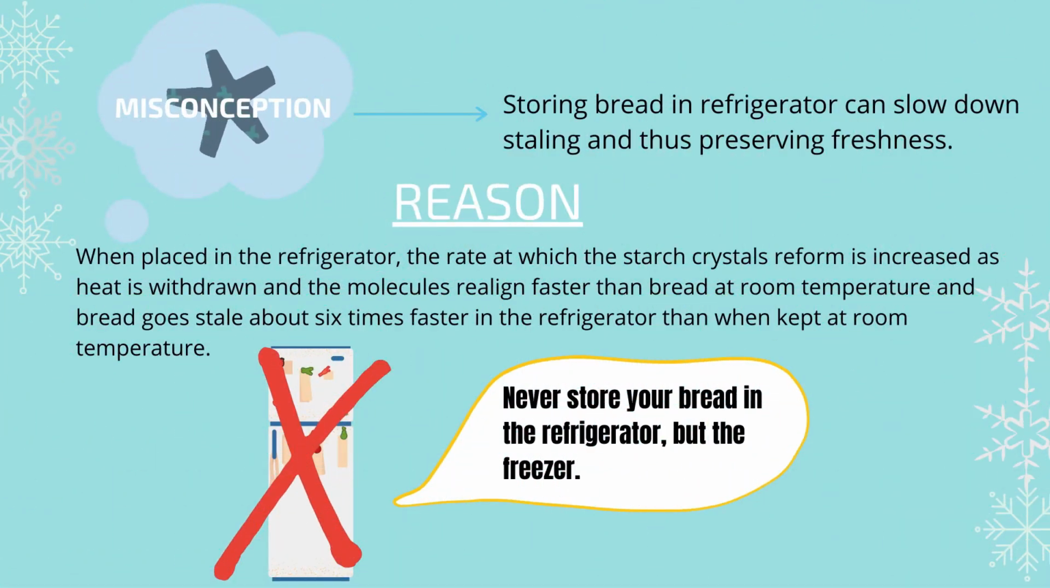Misconception: storing bread in refrigerator can slow down staling and thus preserve freshness. Because when placed in the refrigerator, the rate at which the starch crystals reform is increased, as heat is withdrawn and the molecules realign faster than in bread at room temperature. Bread goes stale about 6 times faster in refrigerator than when kept at room temperature.